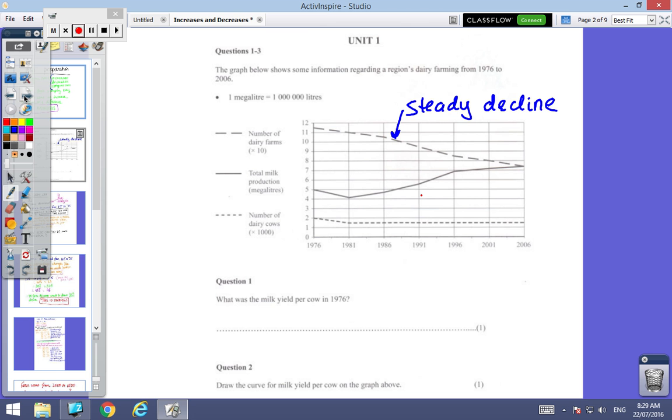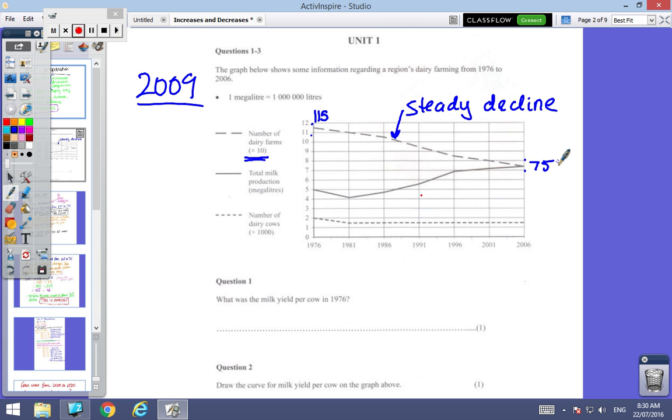Okay, so the question that we had in the 2009 paper, which you did practice. Okay, so let's look at just something simple, the number of dairy farms. So the scale is times 10. It's halfway between 11 and 12, so we've got 115. And where it finishes is halfway between 7 and 8, so it finishes at 75. So there's a bit of analysis straight away.